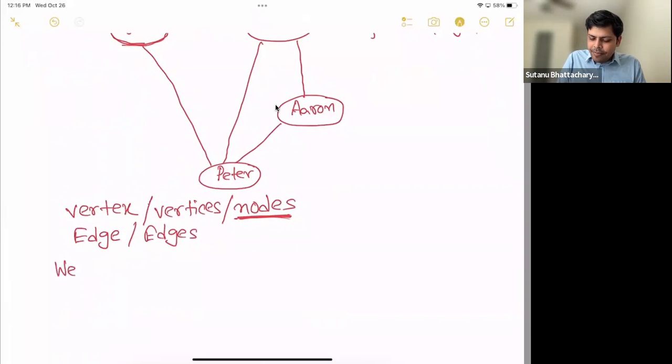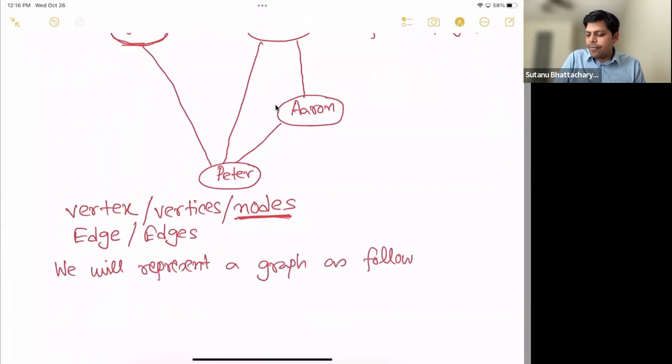So we will represent a graph as follows. G equals V, comma, E.